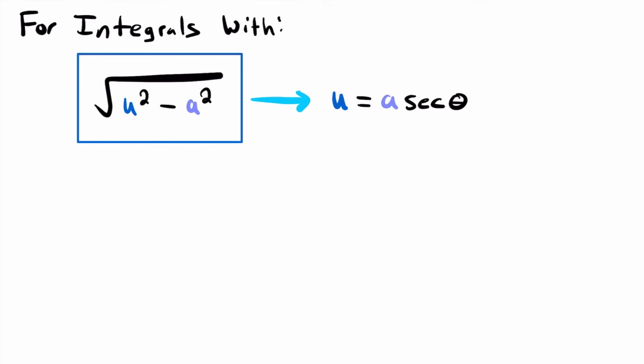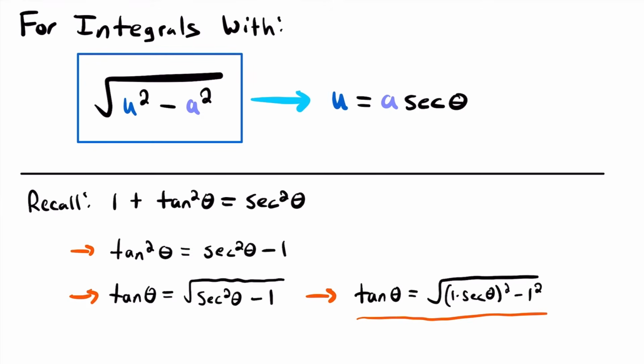Now, similar to the last two, the reason we choose secant theta for u is based on a Pythagorean identity for our trig functions. In fact, it's the same trig identity that we looked at for the previous form, except instead of solving for secant theta, we're solving for tangent theta. Recall that 1 plus tangent squared theta is equal to secant squared theta, and if we subtract 1 from both sides, tangent squared theta is equal to secant squared theta minus 1. If we take the square root of both sides, tangent theta is equal to the square root of secant squared theta minus 1, which can be rewritten as the square root of 1 times secant theta squared minus 1 squared.